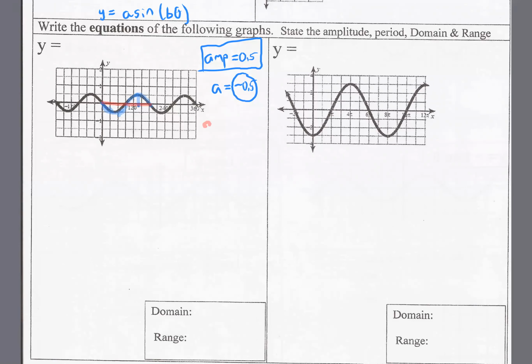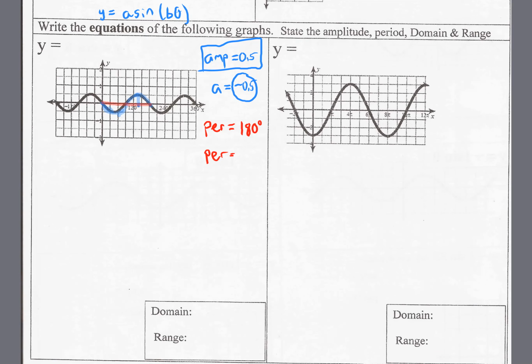Hopefully. So the period is 180 degrees. If we're working in degrees here, that means the formula, that's 180 degrees. Everyone's okay with 180? Halfway between 120 and 240, that should be 180.